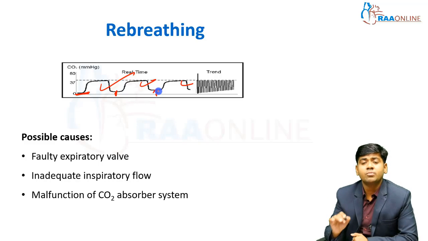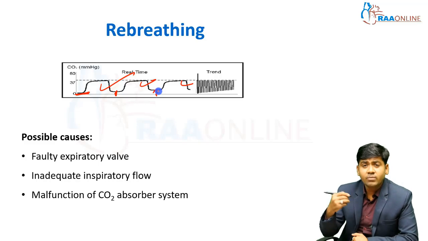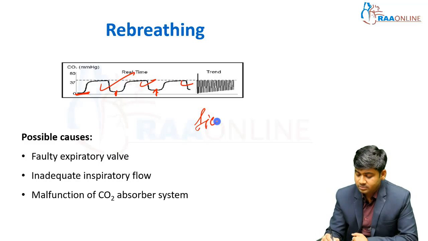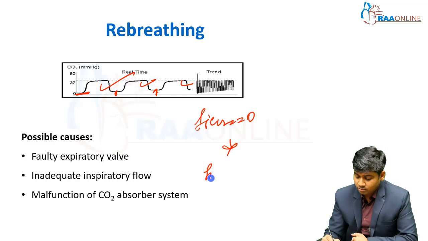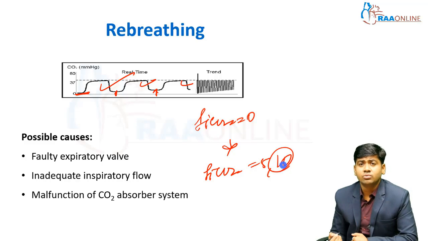Phase 1 is supposed to be 0 because we are not inspiring CO2. But when this phase 1 is increasing graph by graph, that means some amount of CO2 is inspired. FiCO2, inspired CO2, should be 0. But when this FiCO2 is around 5 or 10, that means the person is taking in CO2. So it is rebreathing.